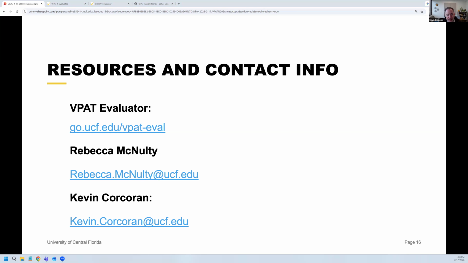But to what Rebecca said, our goal is to keep this as a free service for all institutions. So essentially a .edu email address is all we're asking for. We do restrict it to 6 per individual, but you can have multiple individuals within an institution.